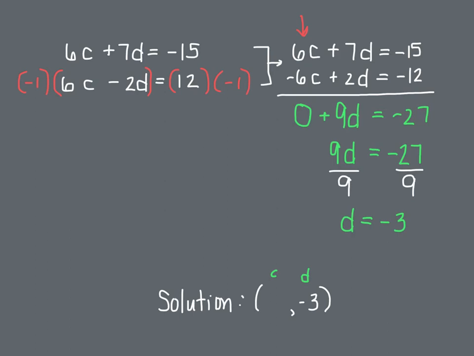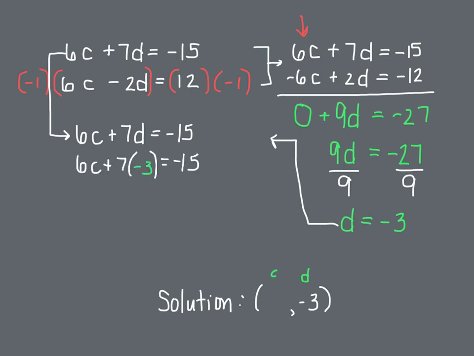If you've altered the equations at all, like I have done here, when you're trying to find your other variable, you should always use the original system. This is just in case we made a mistake when we were multiplying. This time I'm going to use the first equation for no reason other than I felt like it. And using d equals -3, we substitute -3 in for the variable d, and then simplify to solve.